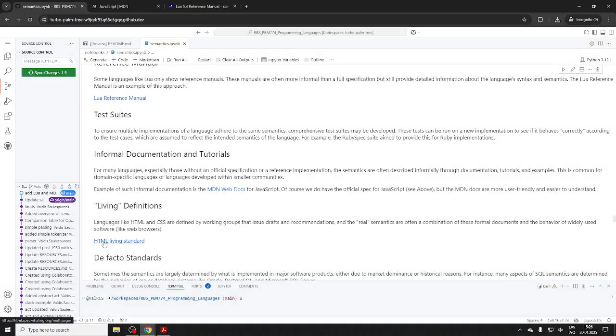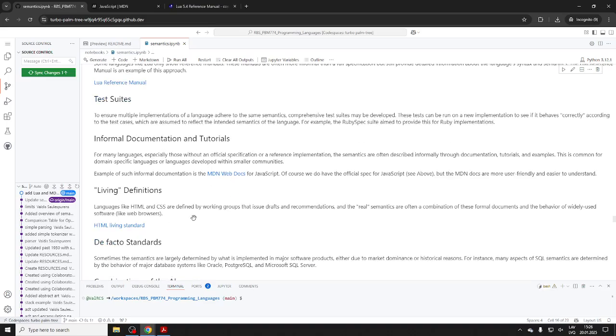So again, living standard, right? It's also possible that real semantics is a combination. You have this formal documentation. So technically, MDN, I mean JavaScript, ECMAScript, it goes together, right? Yeah. So living standard for HTML.